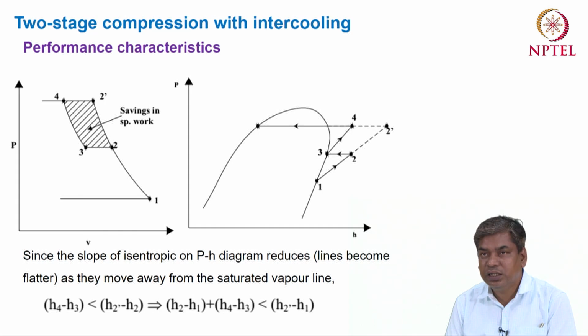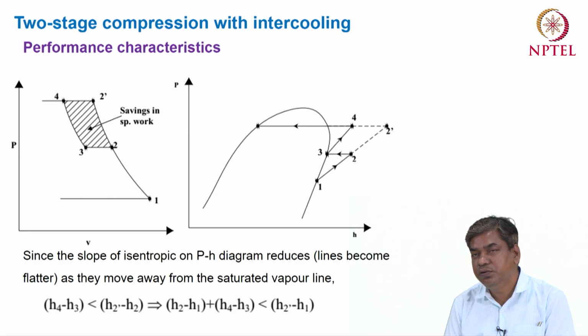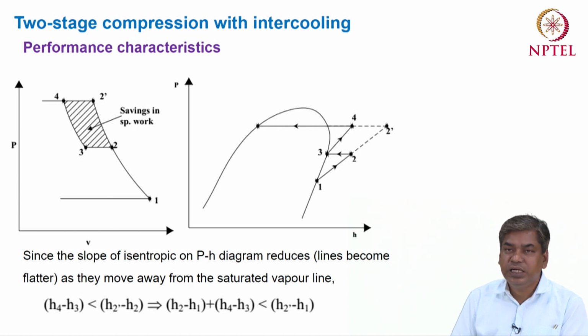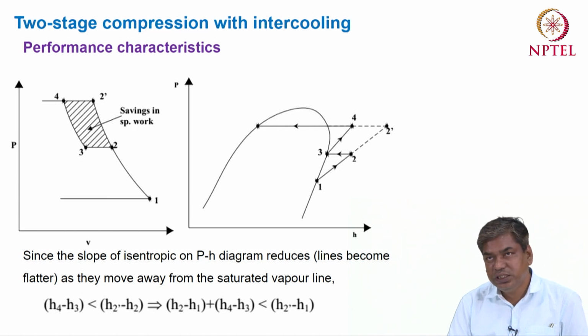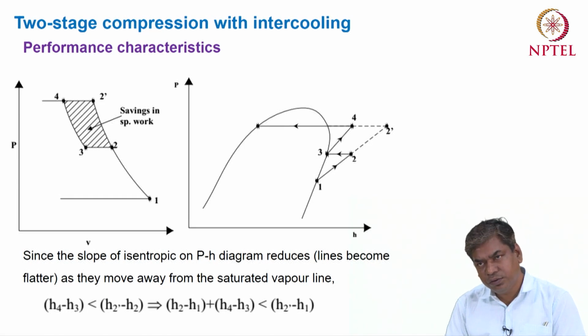So the total enthalpy change during the compression process, H2 minus H1 plus H4 minus H3, is lower as compared to the enthalpy change for the process 1 to 2 dash, that is H2 dash minus H1. So H2 dash minus H1 is higher as compared to H2 minus H1 plus H4 minus H3. By using the multi-stage compression with intercooling, we get lower compressor work needed for the system.